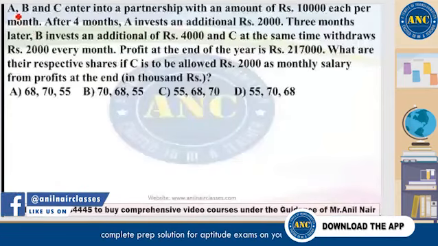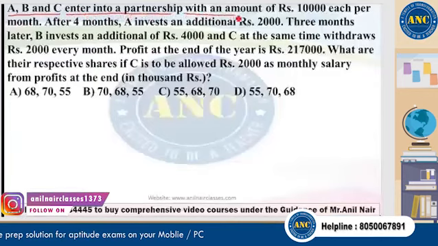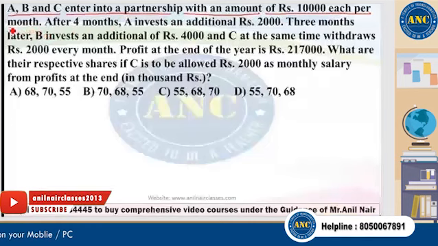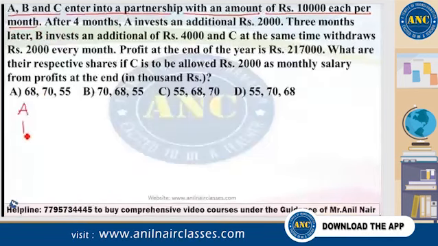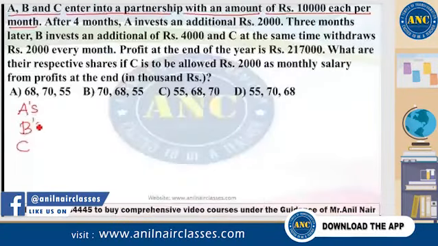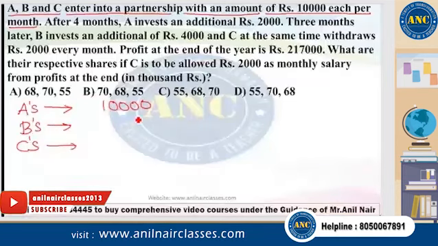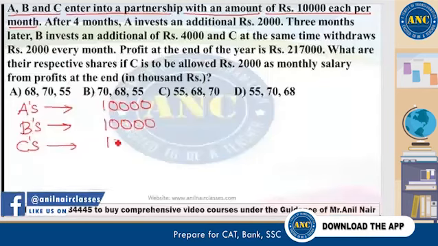Again a very, very good question. A, B and C enter into a partnership with an amount of rupees 10,000 each per month. That means there are three people: A's investment, B's investment and C's investment. Whatever I am writing right now is for investment. So everyone is investing initially 10,000 per month. That is what they have given in the first statement.